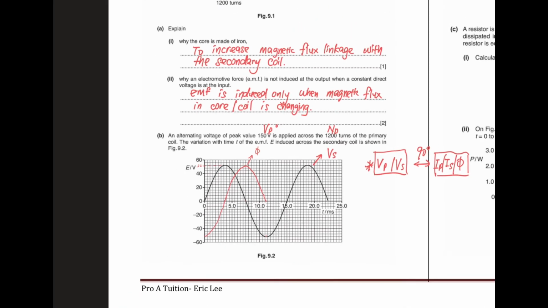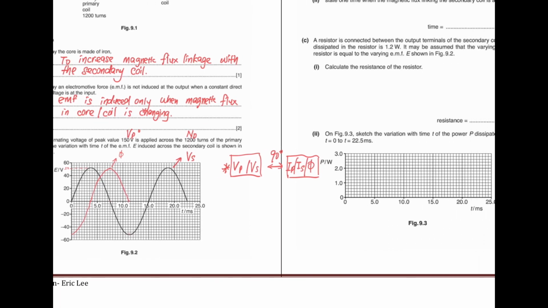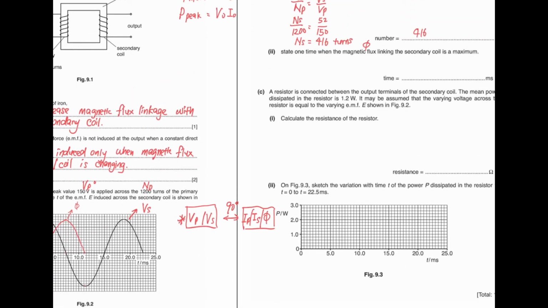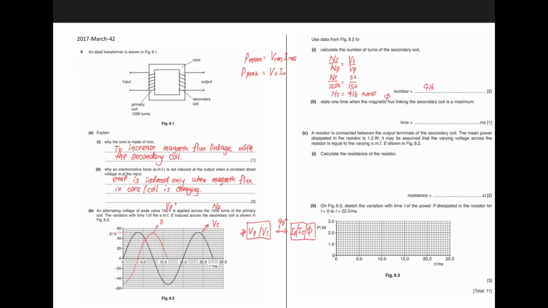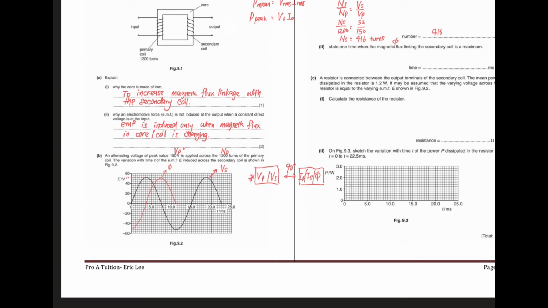The question is asking for the time when the magnetic flux linking the secondary coil is maximum. So it is maximum at here, at 7.5 milliseconds. Okay, 7.5 milliseconds. This is acceptable.